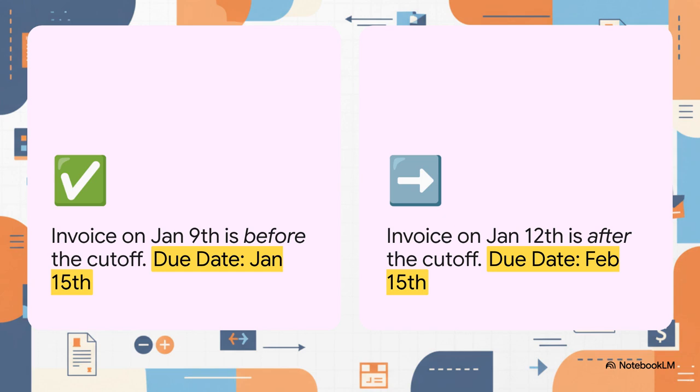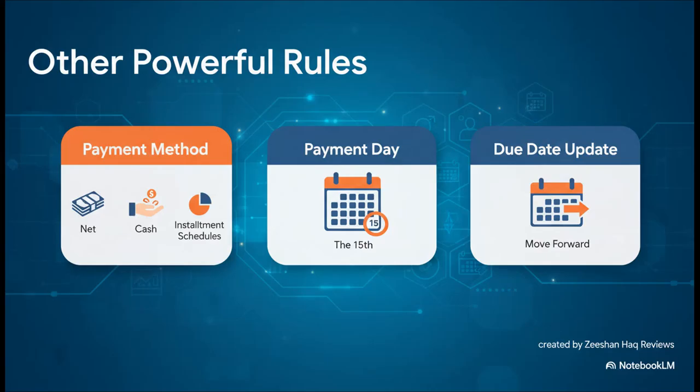And just look at the impact of that one little rule. Here, an invoice from January 9th makes the cutoff, so it's due in the current month, on January 15th. But look at this. An invoice posted just 3 days later, on the 12th, misses that deadline. So the system automatically pushes its due date a full month forward to February 15th. That's the power of this automation. No one has to think about it. It's just pure logic.